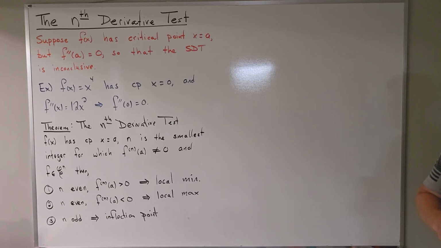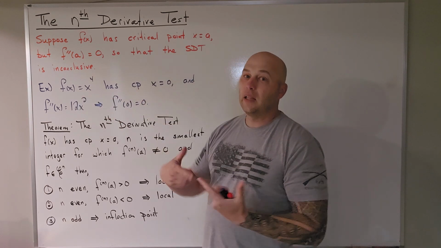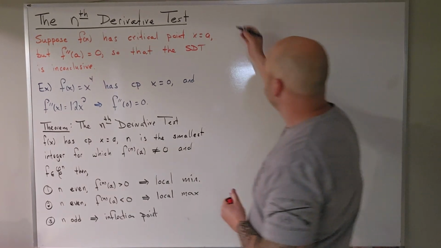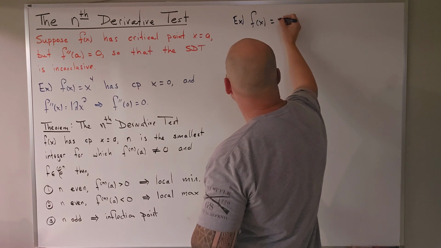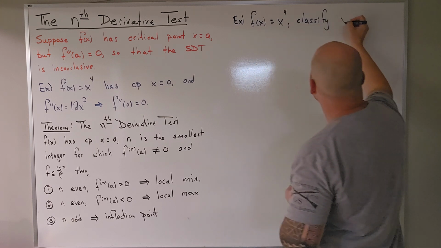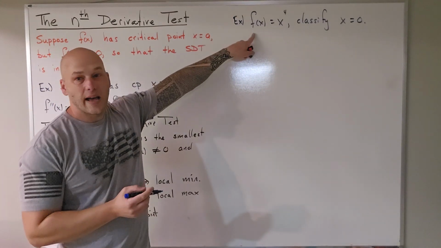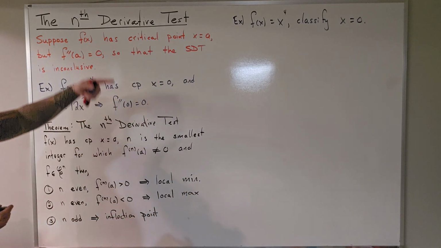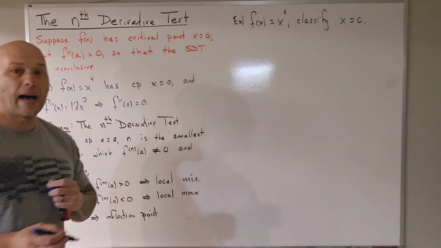Okay, so let's see in practice how this works. Let's start with this function right here, f of x equals x to the fourth, which again, clearly 0 is a minimum, but let's see how the nth derivative test applies to that. F of x is x to the fourth. Let's classify the critical point x equal to 0. So what this says, I just have to compute a derivative, plug in 0. Compute a derivative, plug in 0. Repeat that process until the result is non-zero.